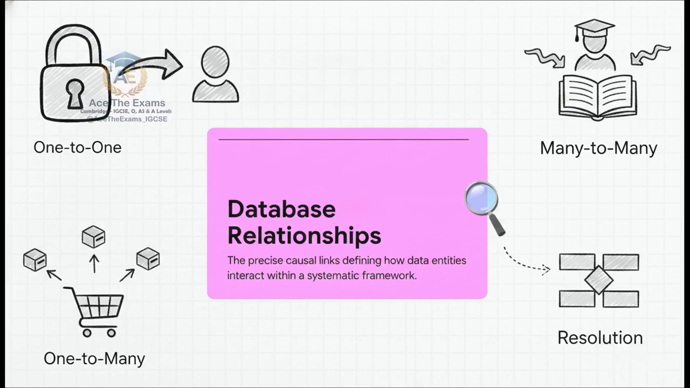Think of a system where one unique user has exactly one highly secure login profile. Next is the one-to-many relationship, which is literally the backbone of relational databases. If you think about an e-commerce store, one single customer can place many different orders over time, but each of those individual orders belongs to exactly one customer.